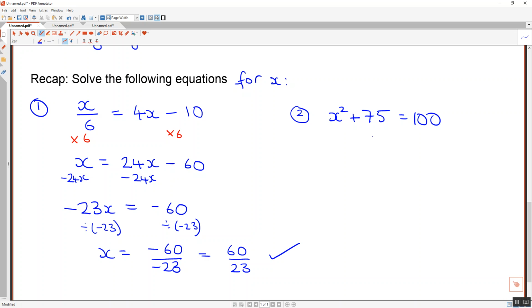Wait, so wouldn't quadratic be easier than linear? Well, it depends on the quadratic. Some quadratics are really easy to solve, some of them are pretty hard to solve. Some of them you can't solve.